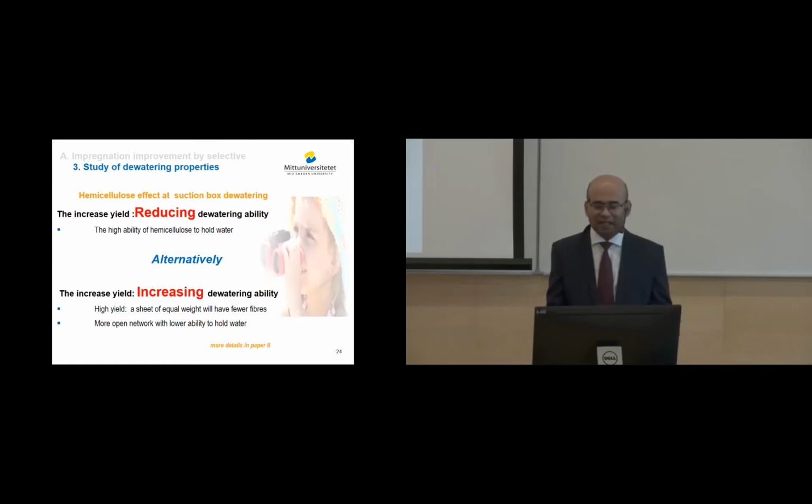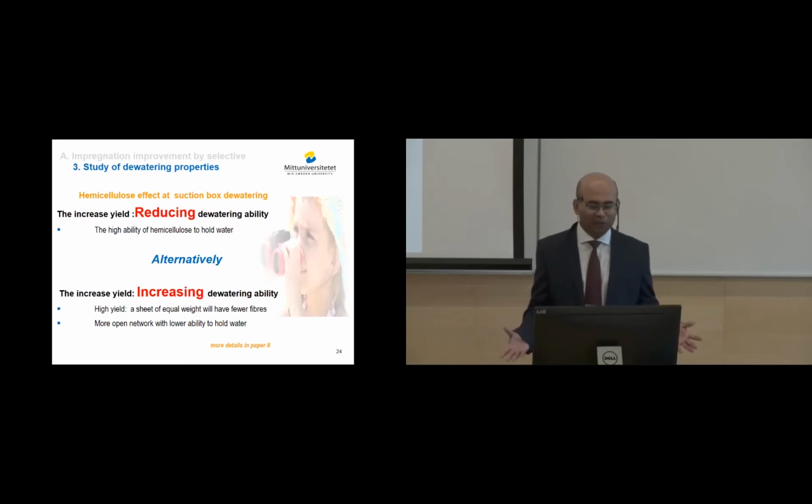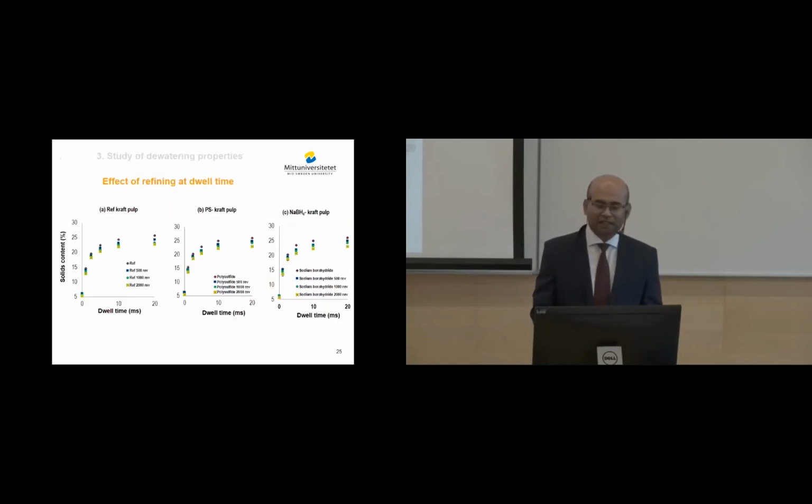The increasing yield could result in increasing dewatering ability, because a high yield sheet of equal weight has fewer fibers and a more open network with lower ability to hold the water. That is described more in the paper too. So now the challenge is two, which one will we agree with? That's why we investigated the effect of refining at different dwell times that I mentioned earlier.